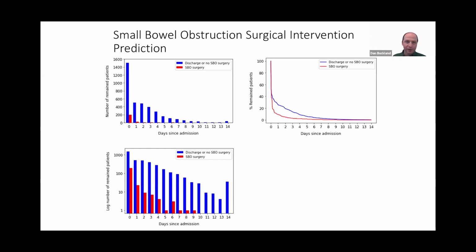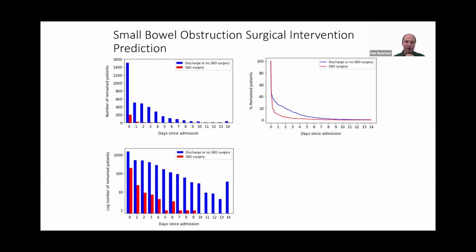The blue in this one is that they never needed surgery. They were admitted for a bowel obstruction, but they didn't need surgery. And red is that they needed surgery. What you can tell by that graph up in the top left is that very few people actually needed surgery. So if I make a model that says no one needs surgery, it will be mostly right. Will it be right enough? No, but it will show some really good AUCs and predictive value.